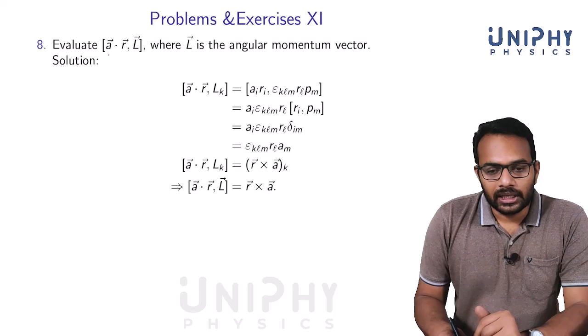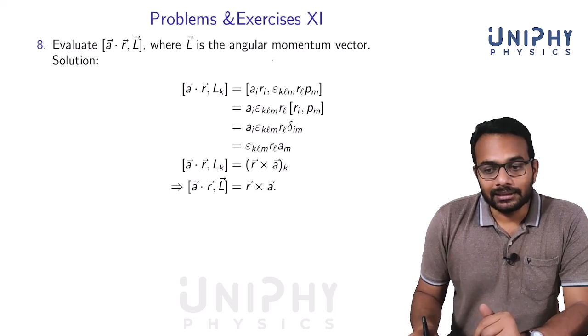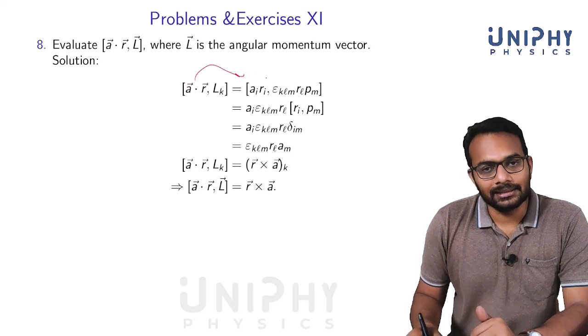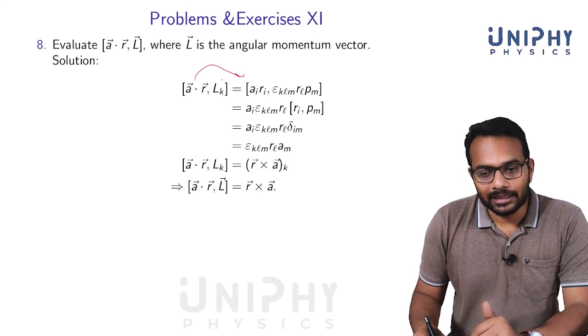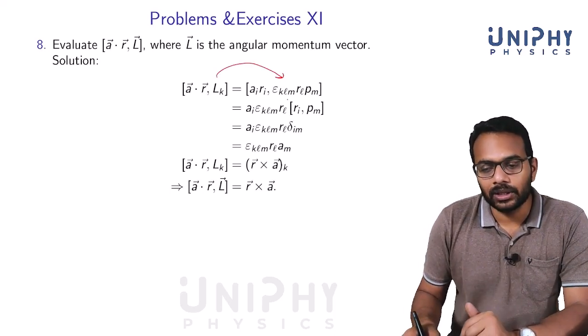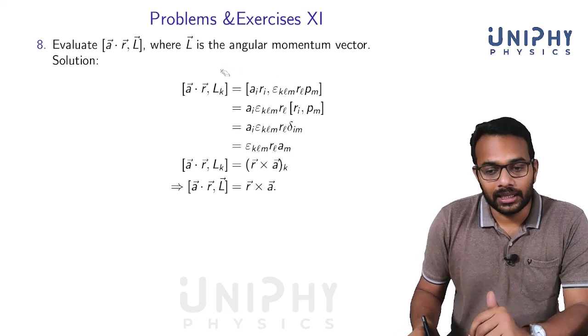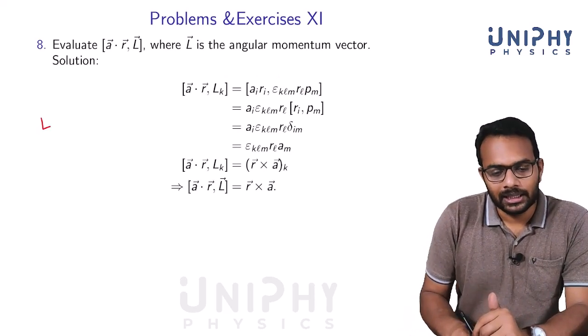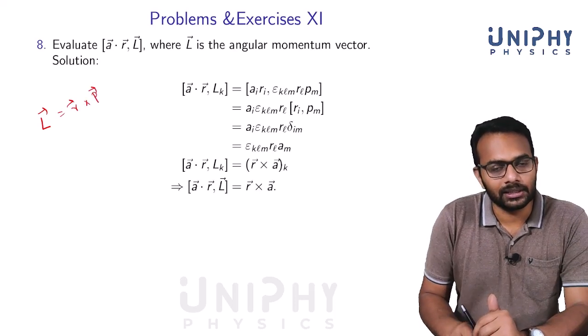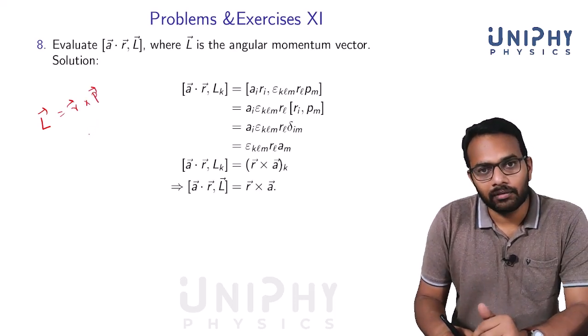Here we have got a dot r with L, where L is the angular momentum vector. So a dot r again we can write as a_i r_i, and this L_k. What's this L_k? We can write it as epsilon_klm r_l p_m. Why do we do that? Because we know that L vector is equal to r vector cross p vector.